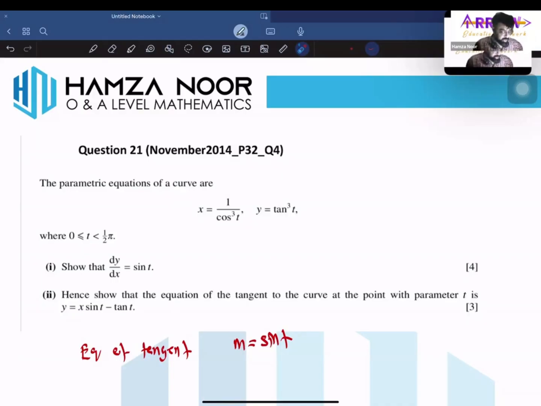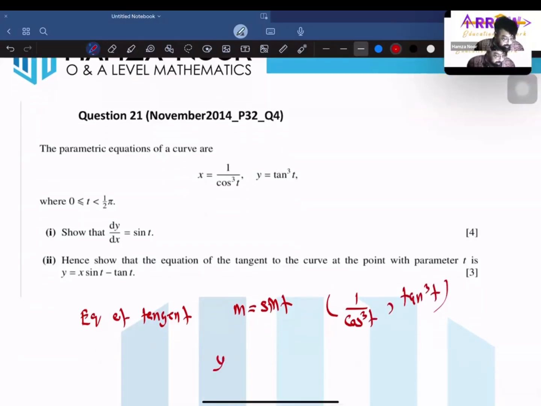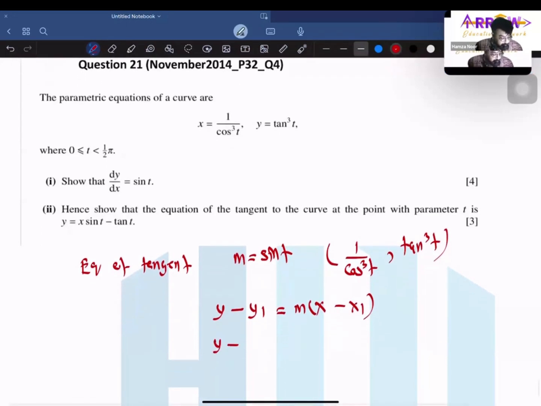So I'm going to say that the line passes through the point 1 divided by cos cube t comma tan cube t. Okay, so I'm going to say that the equation of the line is y minus y1 is equal to m multiplied by x minus x1. All right. So therefore, y minus tan cube t is equal to sine t multiplied by x minus 1 upon cos cube t.